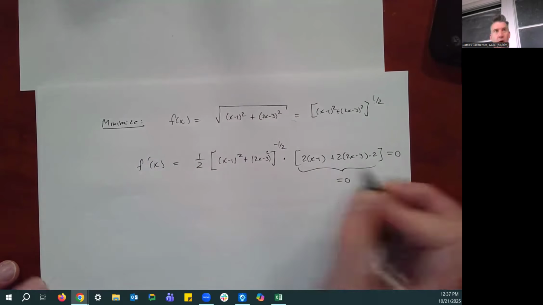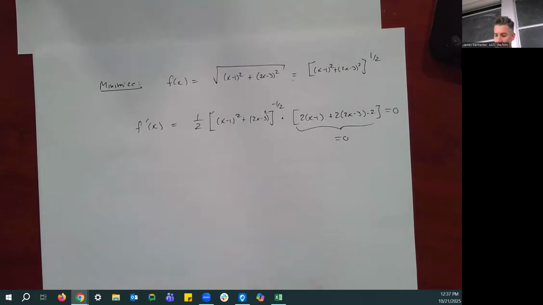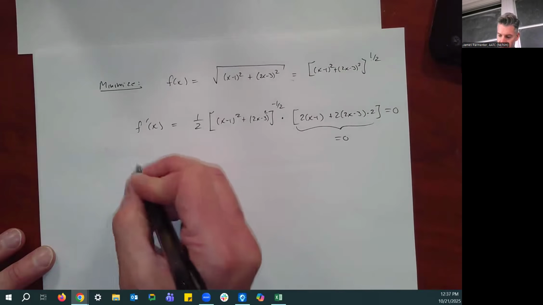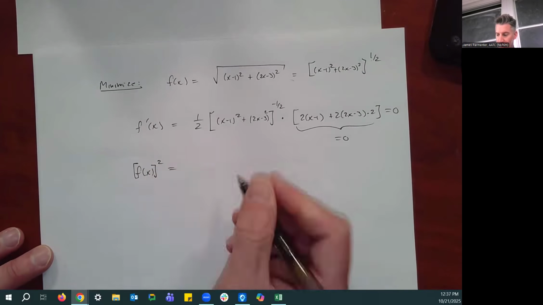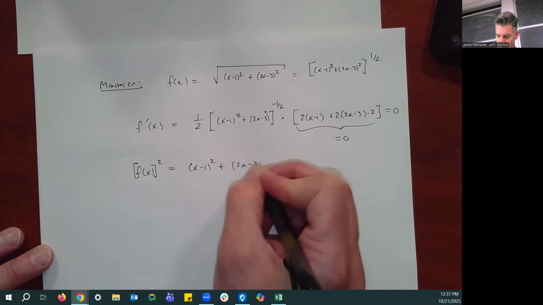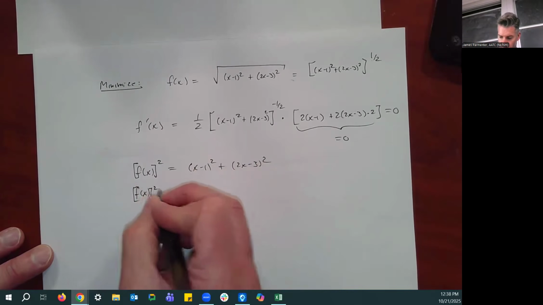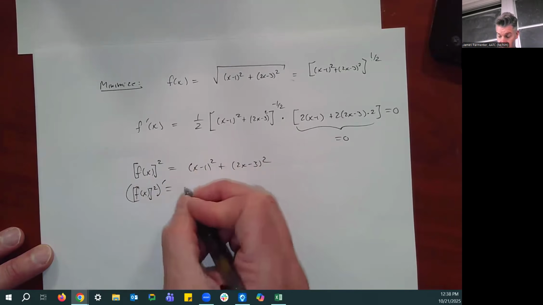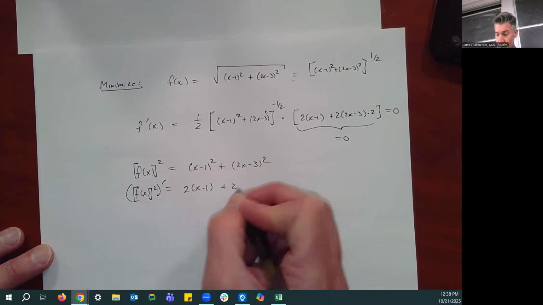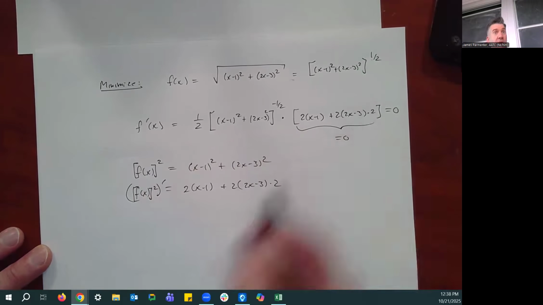And if you set that whole thing equal to 0 to find the critical point, you're really just setting this part equal to 0, which is exactly the same as if you had said, I'm going to just look at f of x squared to begin with, which is x minus 1 squared plus 2x minus 3 squared. If you take the derivative of that, the derivative of f of x squared is exactly 2 times x minus 1 plus 2 times 2x minus 3 times another 2. Oh, look, it's the same stuff.